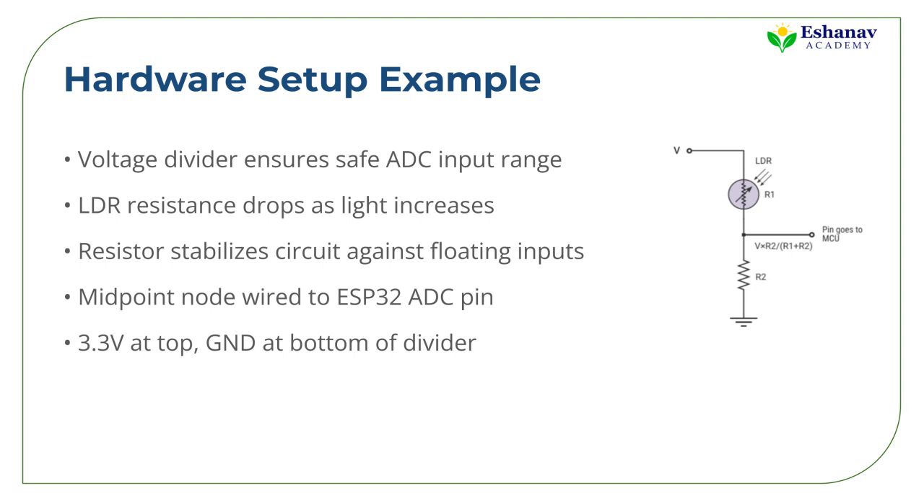Bright light lowers resistance, raising the voltage. Darkness increases resistance, lowering the voltage. The ESP32 reads those changes as varying ADC values. This divider design is universal. You'll use it again for soil moisture probes, photoresistors, or even battery monitoring.